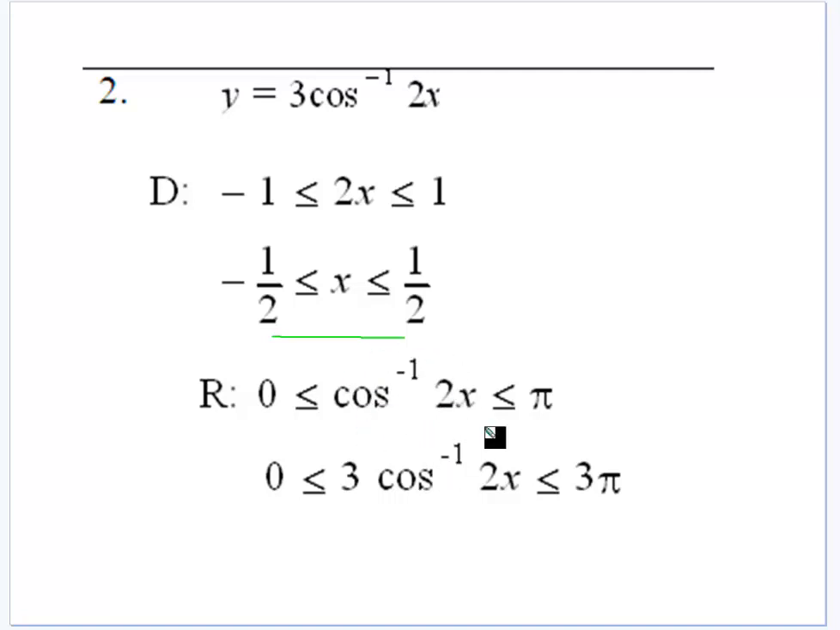Now, when we looked at our restriction for the domain of cosine of x, we said the restriction had to be between 0 and pi to still include the origin. So again, our range for the inverse function will be between 0 and pi. Multiplying that by 3, the 0 still gives us 0, but pi becomes 3 pi when we multiply by the factor of 3. So inverse cos of 2x would be between 0 and pi, but 3 inverse cos of 2x goes between 0 and 3 pi.